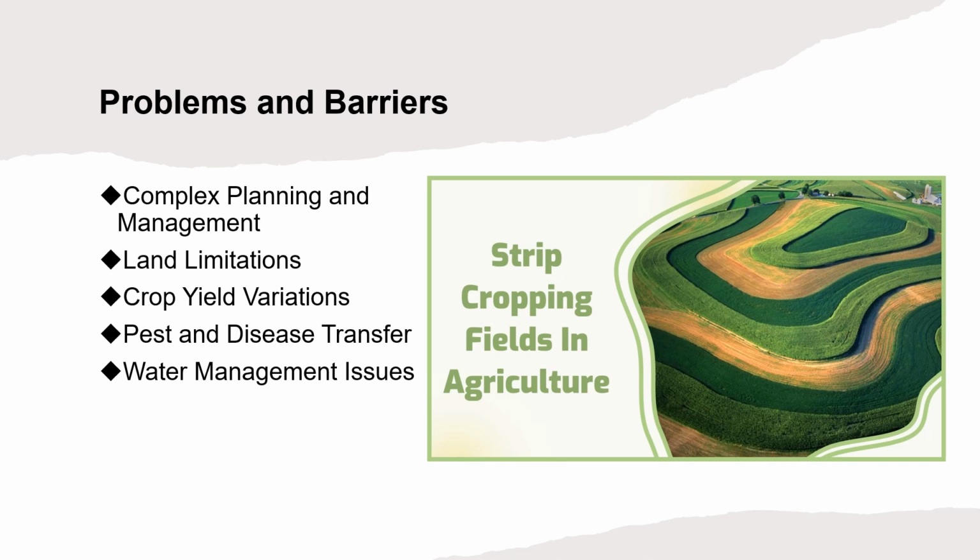Water management issues. If not designed correctly, strip cropping could potentially lead to increased water runoff and erosion, especially if crop strips are not aligned with the land's natural contours. Inadequate buffers. Strips may not be effectively filtering runoff, leading to nutrient leaching into waterways.